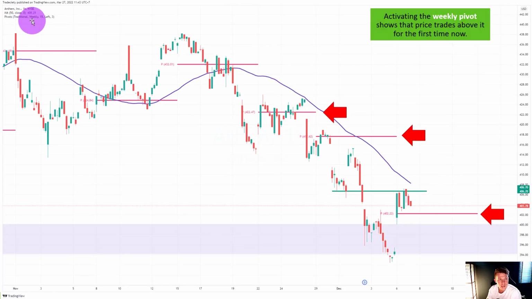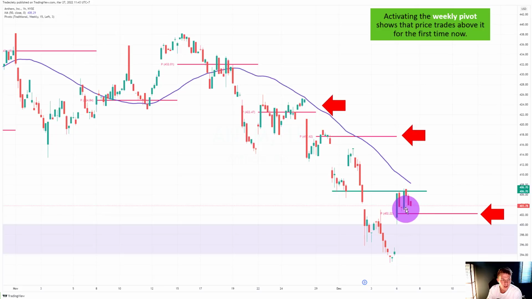Also, I added a weekly pivot point. You can see here, during this downtrend, the market is trading below the pivot point. It comes above the pivot point and rejects it. Comes above it, rejects. And now for the first time, you can see we are trading above the pivot, and for now we are holding it.